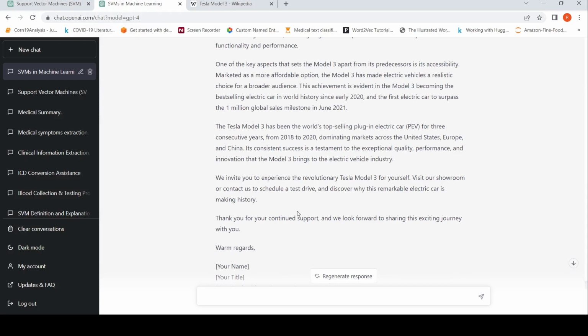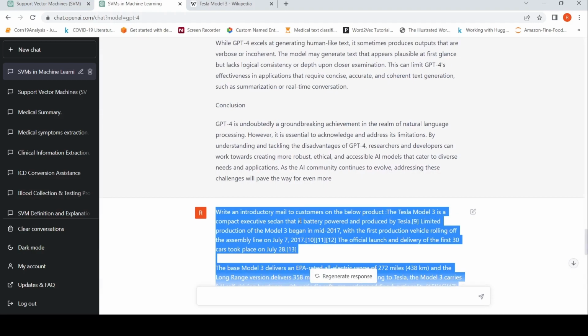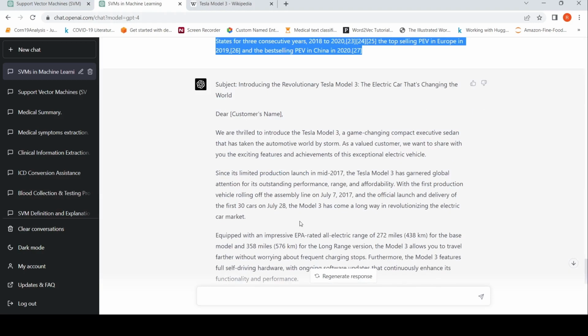So I hope this video comparing GPT-4 and GPT 3.5 for two use cases, one writing a creative article and the other writing an introductory mail for a product, is useful for you.